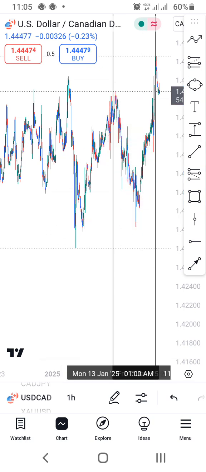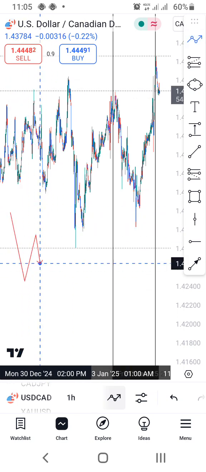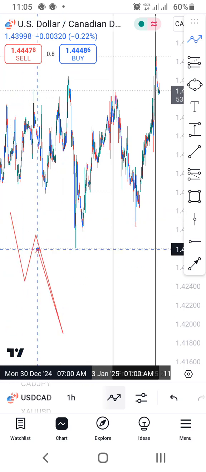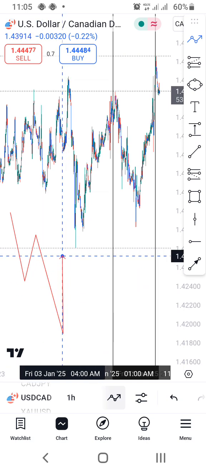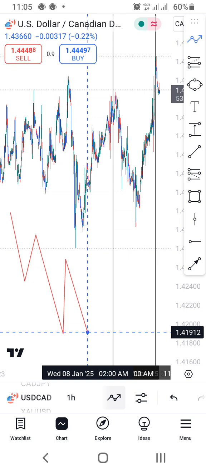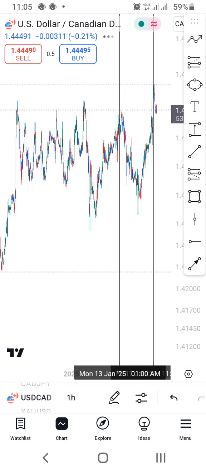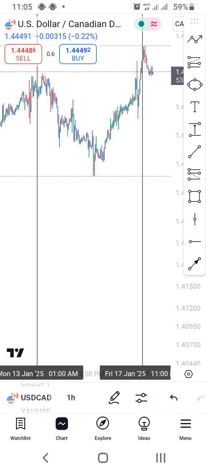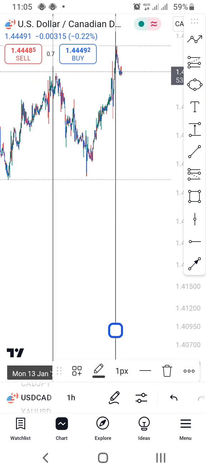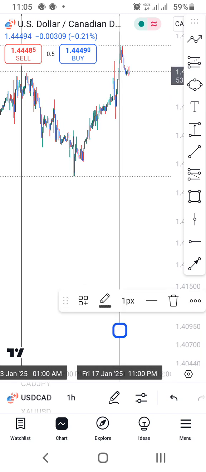Remember, the strategy is all about the V-shape. That V-shape: low, high, shift down, you come back for entries, back down to the low. This is the week we are going to trade, from Monday to Friday, as you see below here.